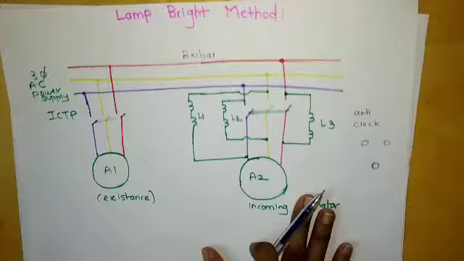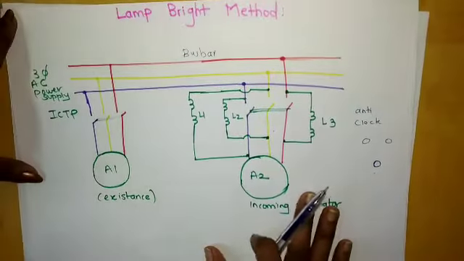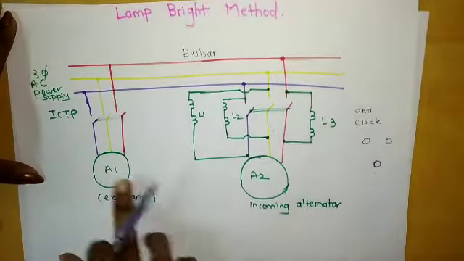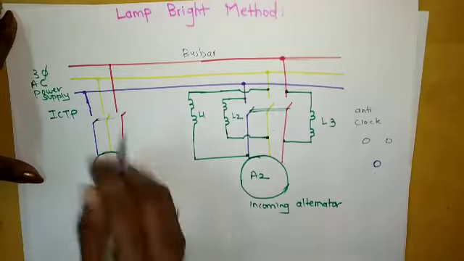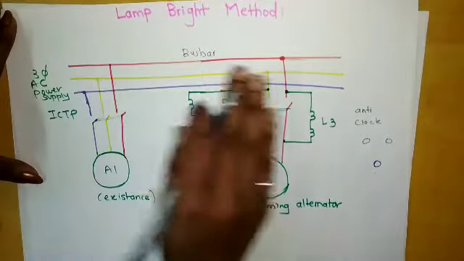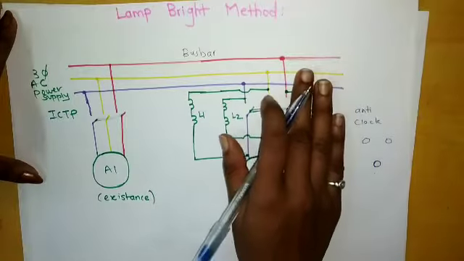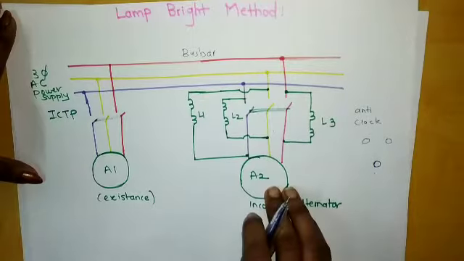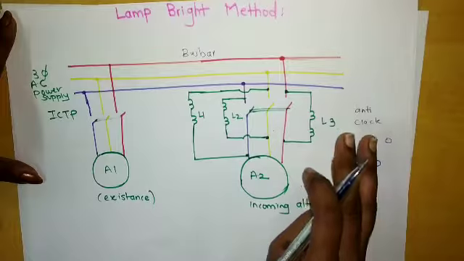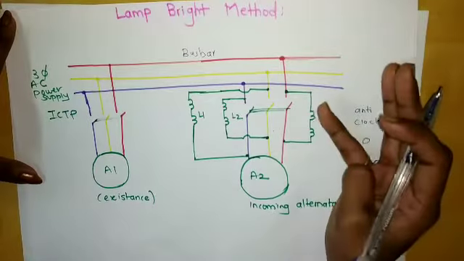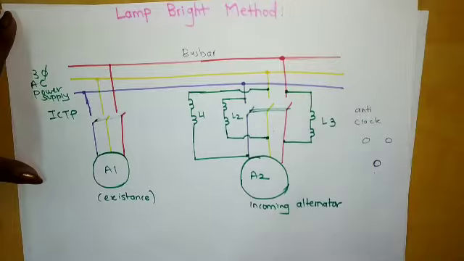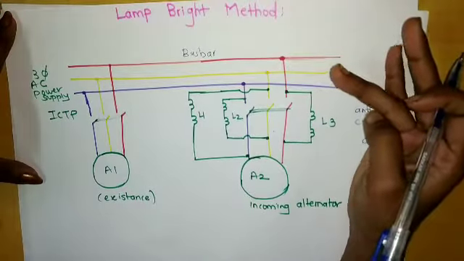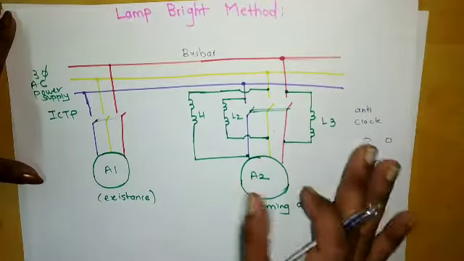So here, the lamp bright method. What we are doing here is the same: there are two alternators. This is one, this is the second. The first alternator is the existing alternator, that means it is already in our circuit, and this second alternator we are going to connect. So before connecting the alternator, we need to check the three conditions: voltage, frequency and phase sequence. Voltage we will check by voltmeter, frequency by frequency meter. Now we are going to check the phase sequence.